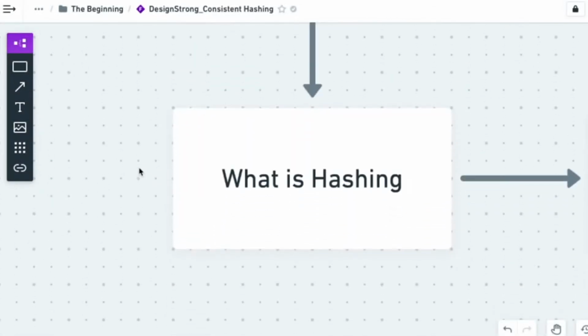In this video today, we will try to learn about consistent hashing, which is an important topic for distributed systems. Before we start discussing consistent hashing, we will first try to understand what hashing is.